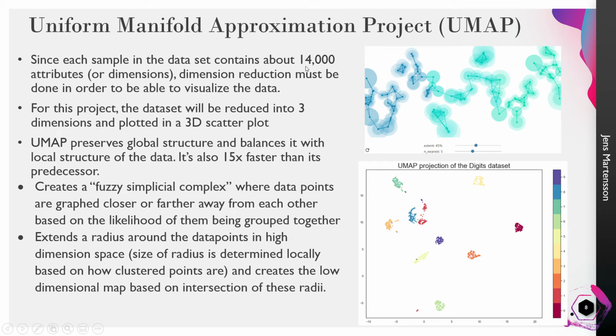hard to visualize data with over 14,000 attributes, and UMAP works by creating a fuzzy simplicial complex and then extended radii around each point and mapping it to a lower dimension, as you can see over here.